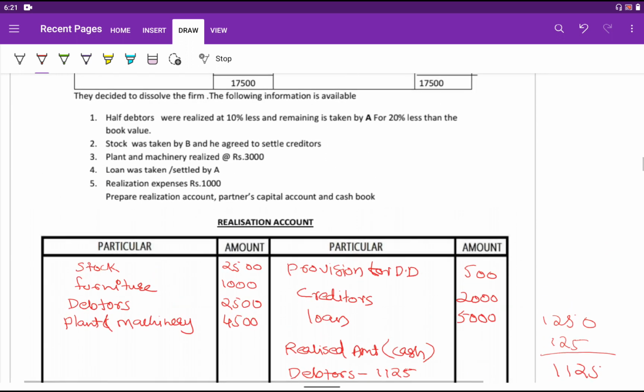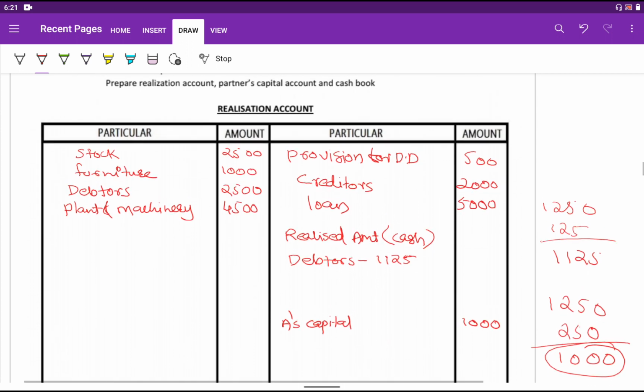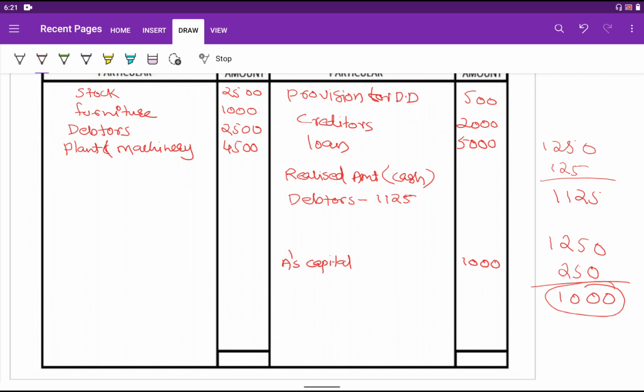Next, the second one: stock was taken by B, and he agreed to settle the creditors. So what will we write? Before, in the previous question, we just wrote it under the realized amount, right?